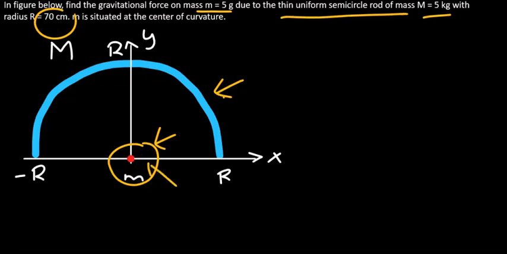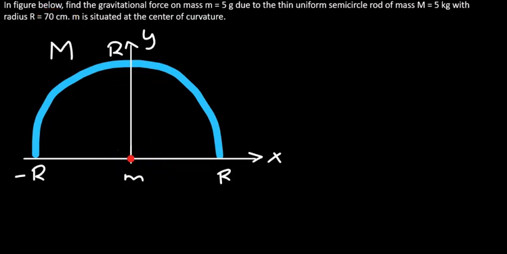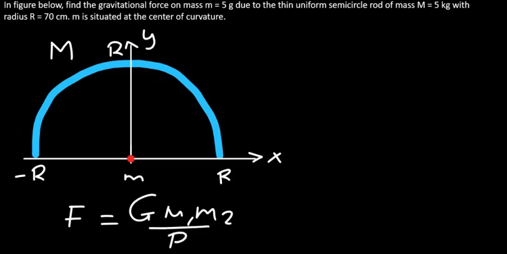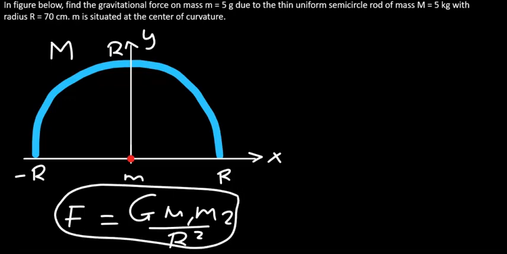This little mass m is situated at the center of the curvature, which we can take to be the origin of the coordinate system. We are going to use Newton's law of gravitation, which says the magnitude of the attractive force between two masses is given by this equation. However, we cannot use this equation directly. We need to do some modification.